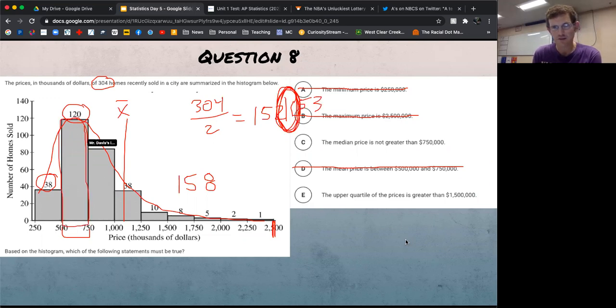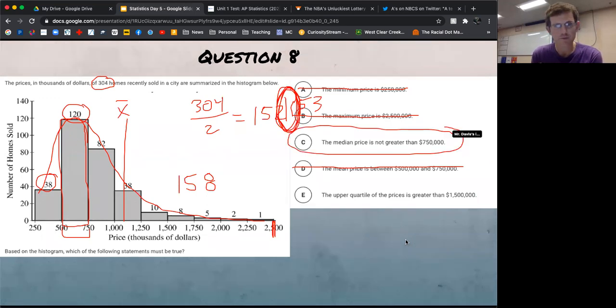If that logic makes sense. So I don't know the exact price, but I know it's not going to be greater than 750,000. There's my correct answer. If I was looking for the upper quartile, then I could split this into fourths and figure out where that quartile is going to be and count from the top down. We'll have another example in a little bit where we'll see something like that. Okay, but hopefully that logic is clear.